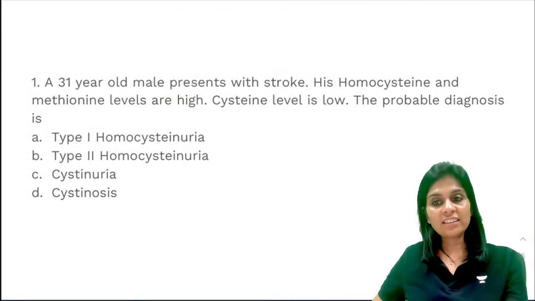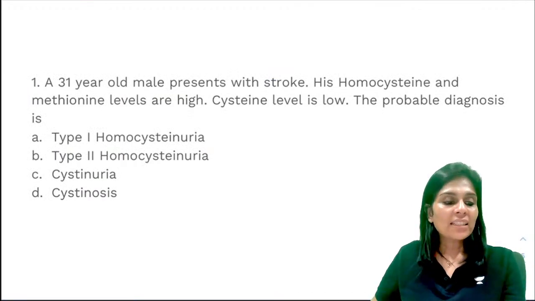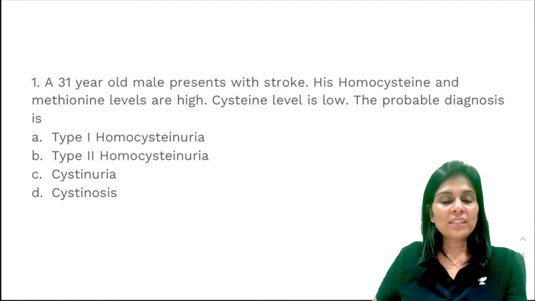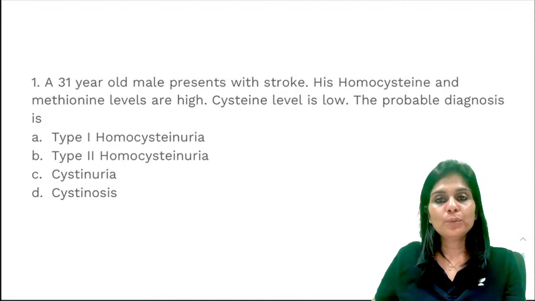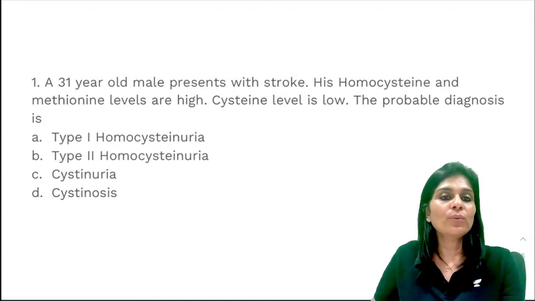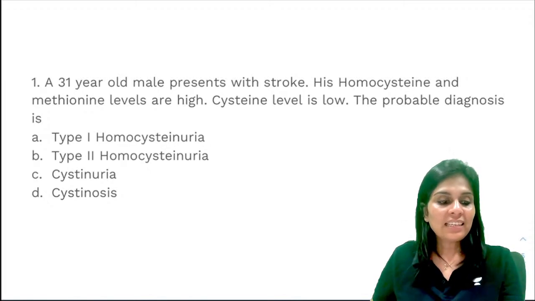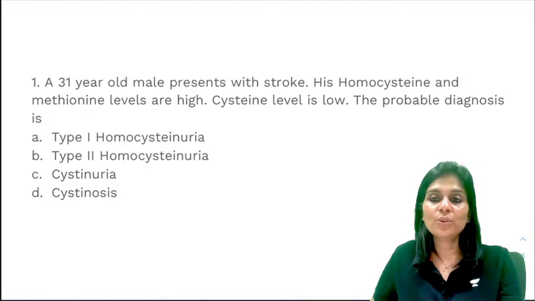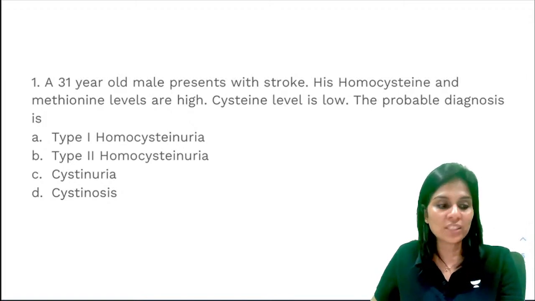Let's start discussing these MCQs now. And this is the first question for you. A 31-year-old male presents with stroke. His homocysteine and methionine levels are high. Cysteine level is low. The probable diagnosis is type 1 homocystinuria, type 2 homocystinuria, cystinuria and cystinosis.